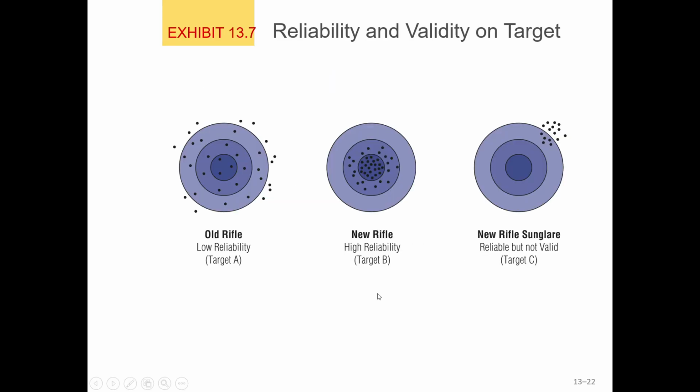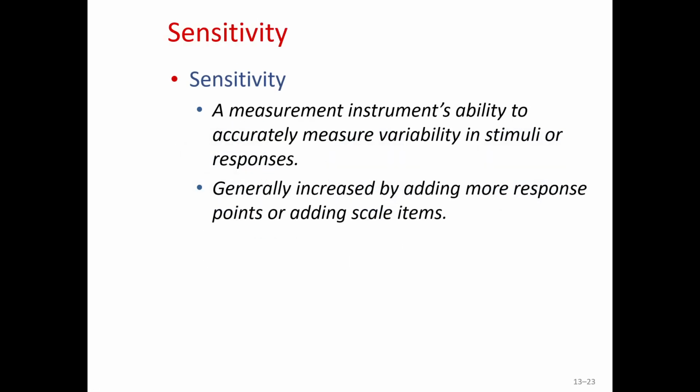So reliability and validity, this is on a target. You have an old rifle, low reliability. A new rifle, it's high reliability. But this is unclear. It's reliable but not valid. It's a little bit not in the middle. It's in the top right corner. You need to adjust it a little bit. So reliability versus validity: reliability is a necessary but not sufficient condition for validity, and a reliable scale may not be valid.